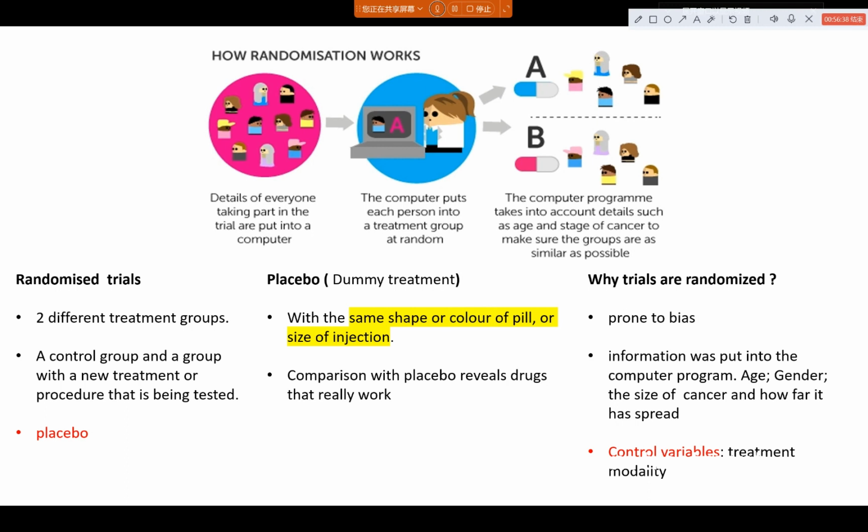Randomized trials have at least 2 different treatment groups. Often there is one group who has the standard treatment they would have if they were not in the trial. They are the control group. People in the other group or groups have a new treatment or a procedure that is being tested.